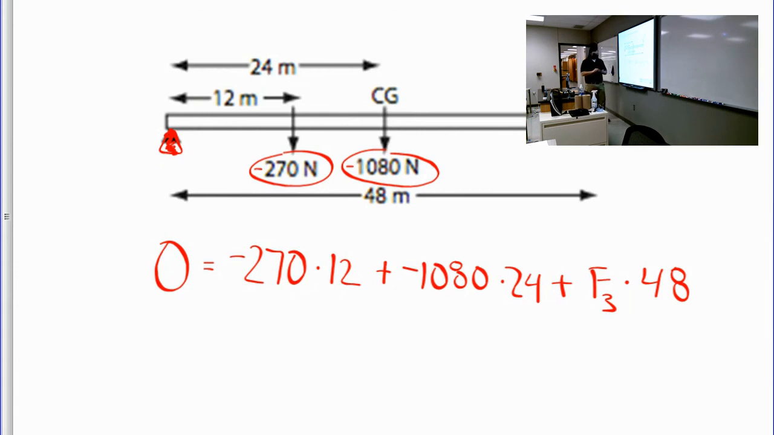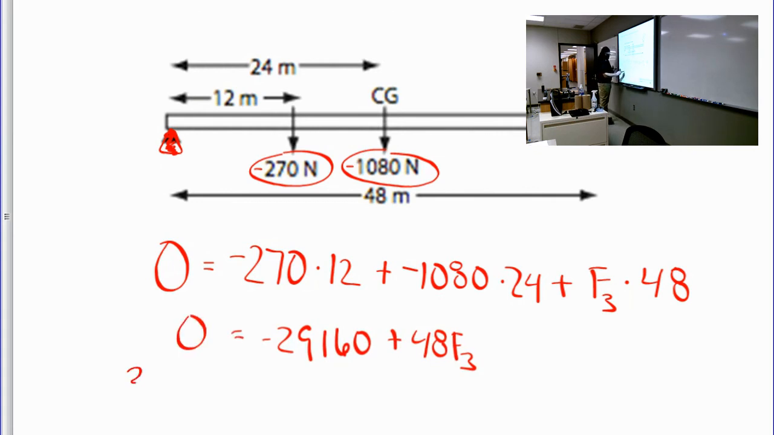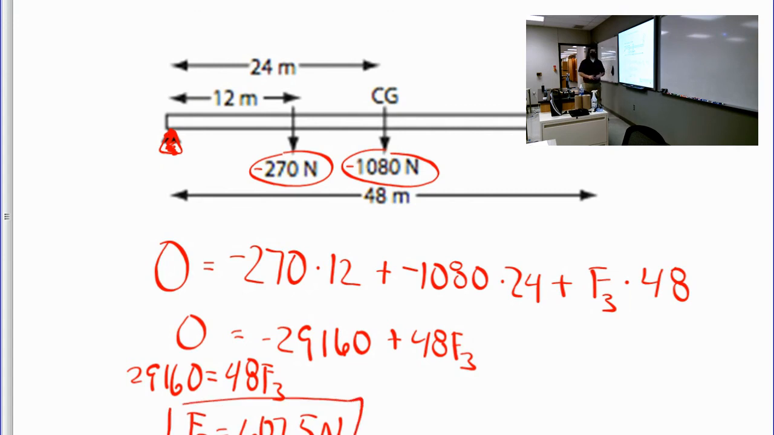270 times 12 plus 1080 times 24. So that comes out to be negative 29160, plus 48 F3, force 3. That all equals 0. I'm going to add that to the other side, so now that becomes 29160 equals 48 F3, and I'm going to divide that by 48 to get my answer. 607.5 newtons is F3. That's my final answer.